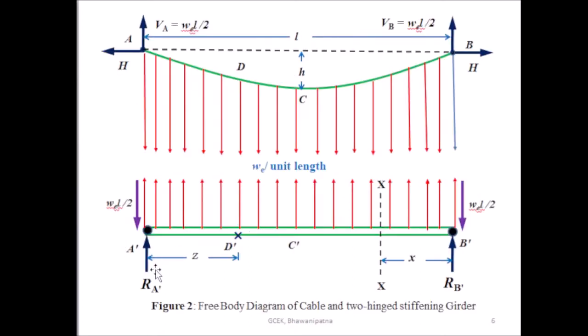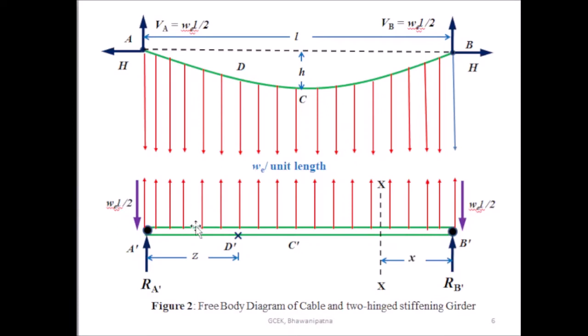So this is the free body diagram of the cable and the 2-hinge stiffening girder. This is the free body diagram of the 2-hinge stiffening girder, and this is the free body diagram of the cable. Here you see the 2-hinge stiffening girder, and this is the uniform distributed load WE per unit length.